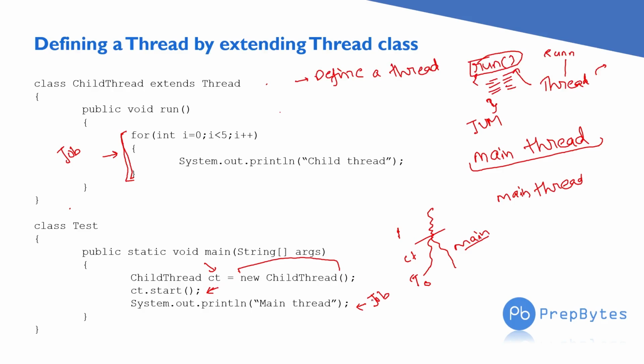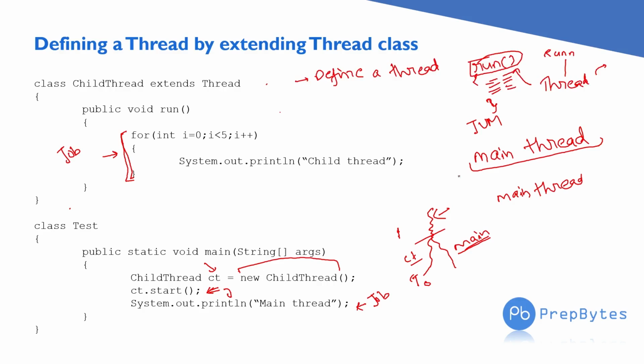This is the job of a thread. This is how you define a thread by extending the Thread class. This is the job of the child thread. Before ct.start, our program just had a single thread known as the main thread. After ct.start, our program has 2 threads, a child thread and a main thread. The child thread's job is to execute these lines, and the main thread's job is to execute these lines after ct.start. These are important points. Just make a note of them.